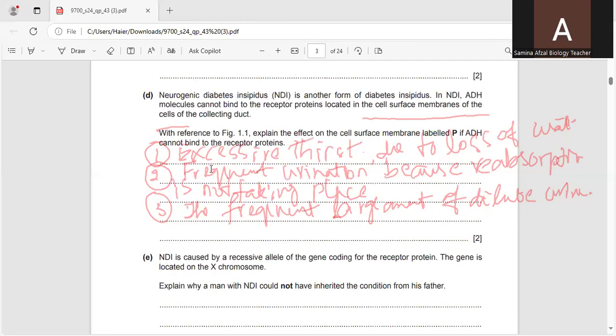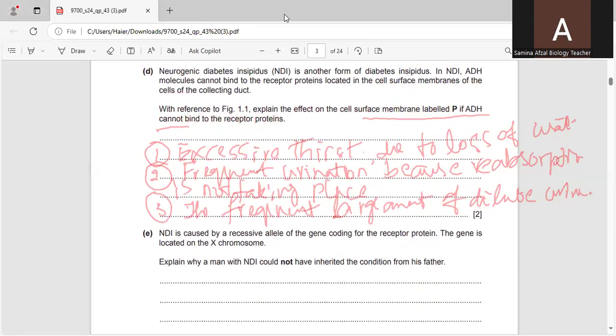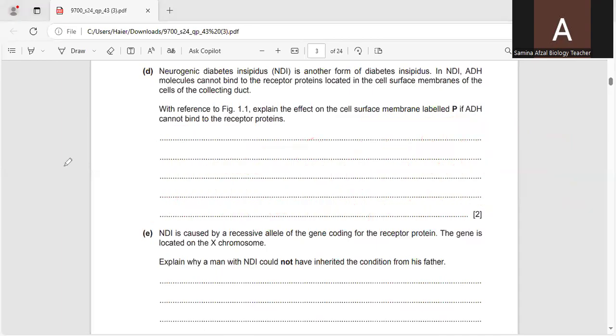Now the next question is another condition which is called neurogenic diabetes insipidus. It is another form of diabetes insipidus, NDI. The ADH molecule cannot bind to the receptor proteins located in the cell surface membrane of the cells of the collecting duct. With reference to figure 1.1, explain the effect on the cell surface membrane labeled P if ADH cannot bind the receptor proteins.